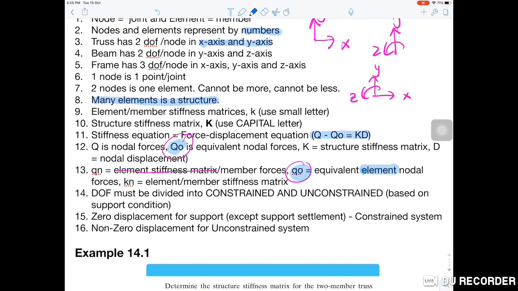Degrees of freedom must be divided into constrained and unconstrained based on support condition. Zero displacement for support, except support settlement, for the constrained system; non-zero displacement for the unconstrained system.